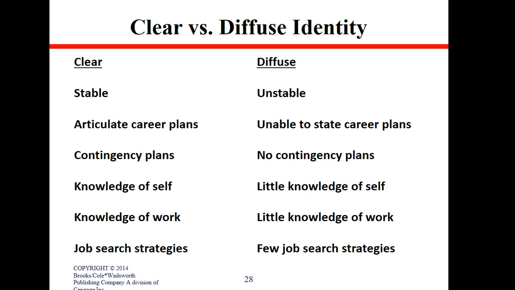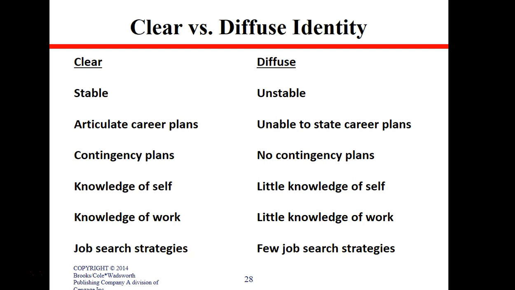So people who have a clear identity tend to have more stability in terms of what they're looking for and the goals that they pursue. They seem to be able to articulate their career plans a little more clearly. They often have contingency or backup plans. They often have, fitting with Parsons' model, good knowledge of self in step 1, good knowledge of work in step 2, and good job search strategies in step 3, or just good strategies in general to help them move towards their goals. Individuals who have a more diffused identity may tend to be less stable.